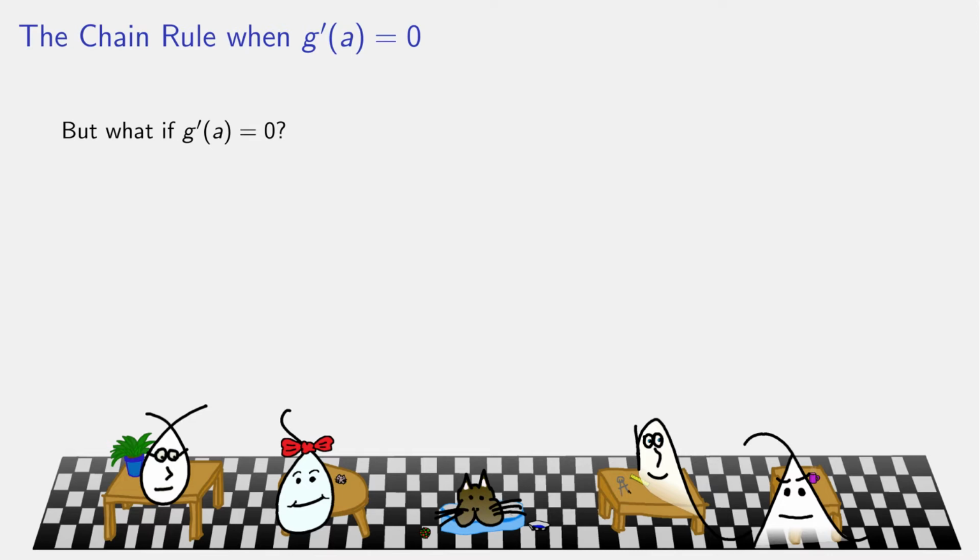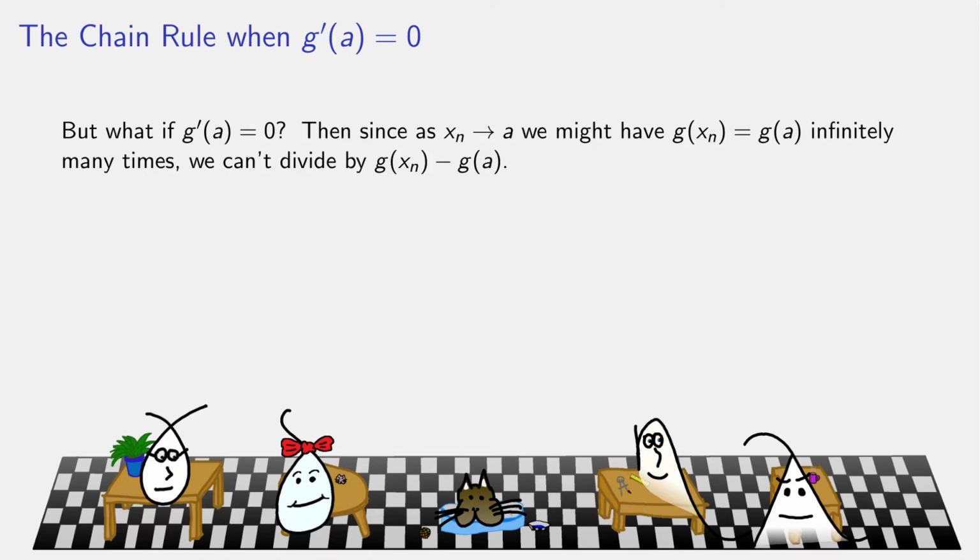So that leaves a big glaring question. What if g prime of a is 0? xn, remember, was converging to a in the domain of f of g. If g prime of a wasn't 0, the big thing we used was that g of xn couldn't equal g of a infinitely many times. But if g prime of a is 0, maybe it does.